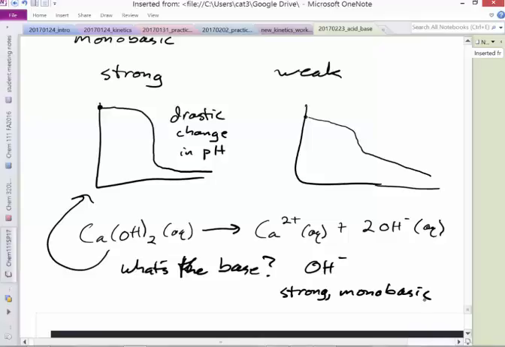are hydroxides of the first two columns, alkali and alkaline earth. So things like sodium, lithium, potassium, calcium, magnesium. Those are the ones that you need to know as strong bases. Why? Hydroxide doesn't bond all that strongly to those atoms, so they're very happy to fall apart.